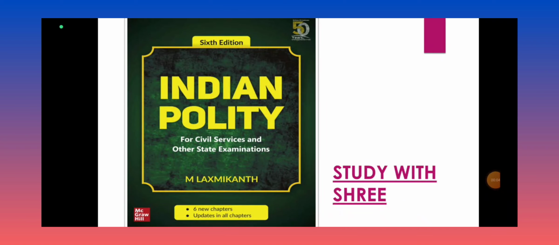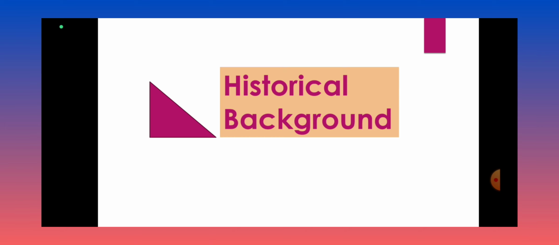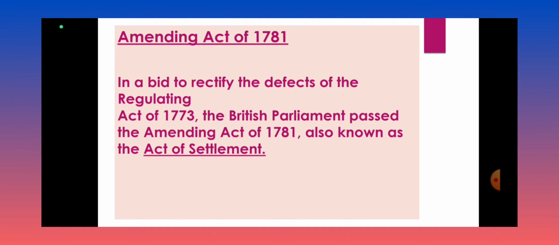Here I am covering chapter-wise Indian polity 6th edition M. Laxmikant. So in the previous video I covered the Regulating Act 1773. Now I am moving forward to the Amending Act of 1781, which is known as the Act of Settlement.